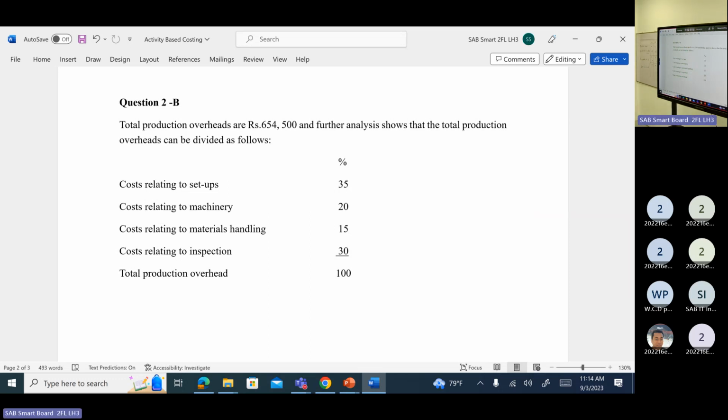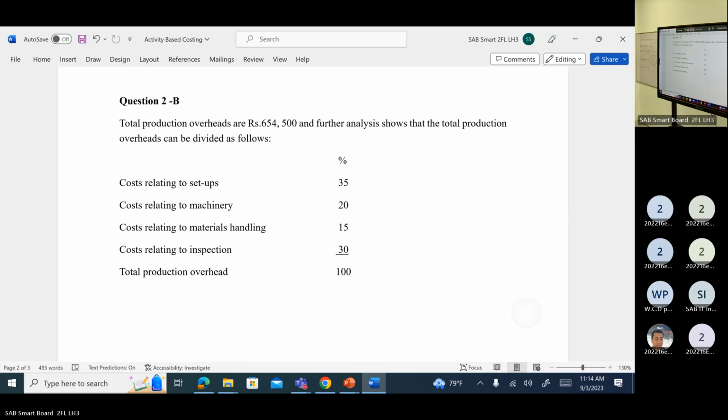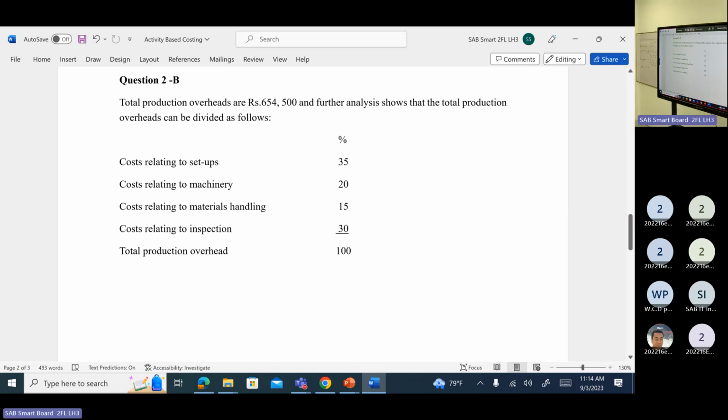Right? Setup 35%, machinery 20%, material handling 15%, inspection 30%. So these are the 4 activities actually. So the total cost related to each activity, you can take this 654,500 into 35%, 20%, 15%, 30%.